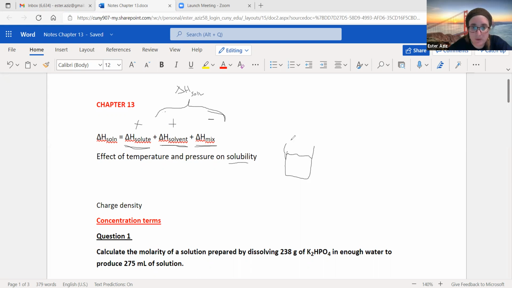Okay, so for example, you have some gas particles in the air and you have some water or some liquid here. If you increase pressure on these particles, let's say you have a piston and you're pushing it down, as you increase the pressure on them, more particles are going to go inside the liquid and they're going to dissolve. So more pressure means more solubility only for gases, but it has pretty much no effect on solids and liquids.